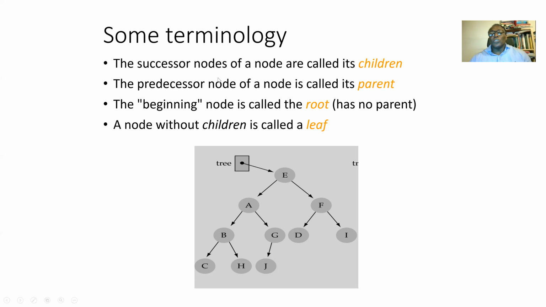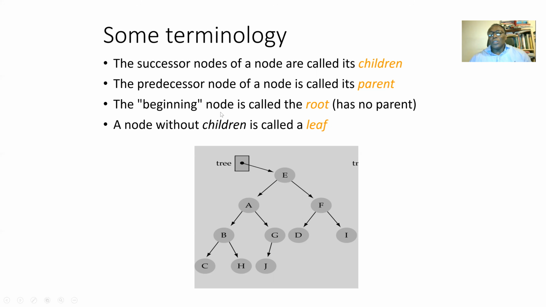So the successor node of any node is called a child. So from E, A and F are children. D and I are children of F, B and G are children of A. Then the predecessor node of the node is called the parent. So if I move from A and B and G are the children, then A is the parent. Or E will be the parent, then A and F are the children.